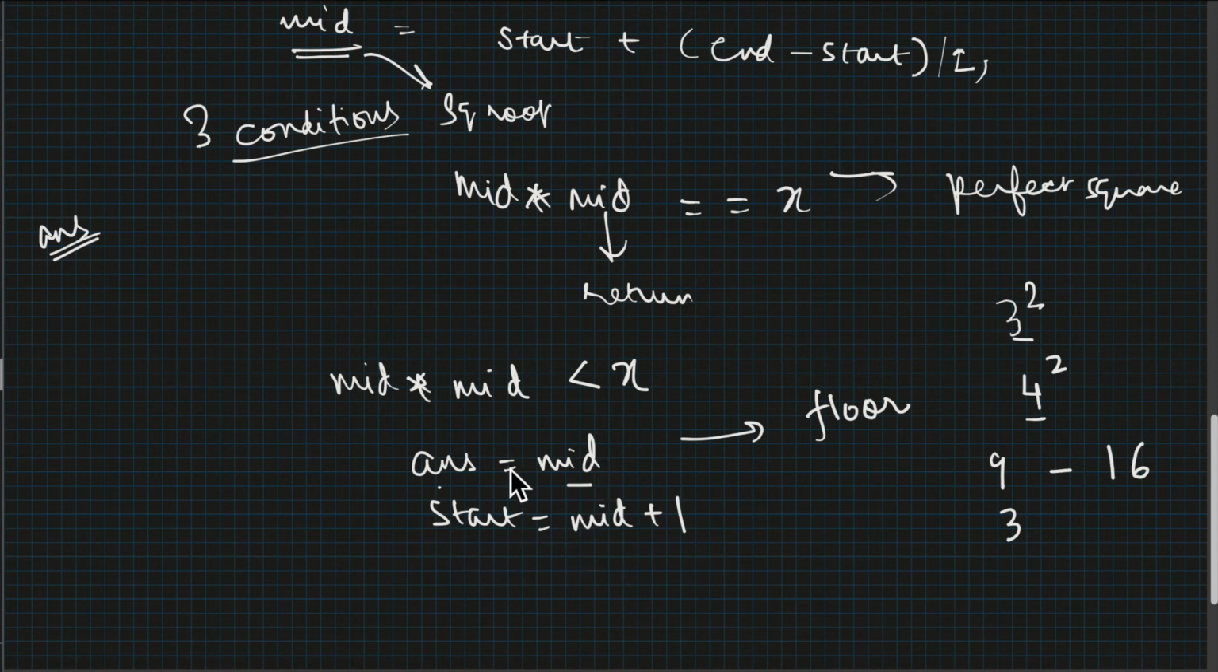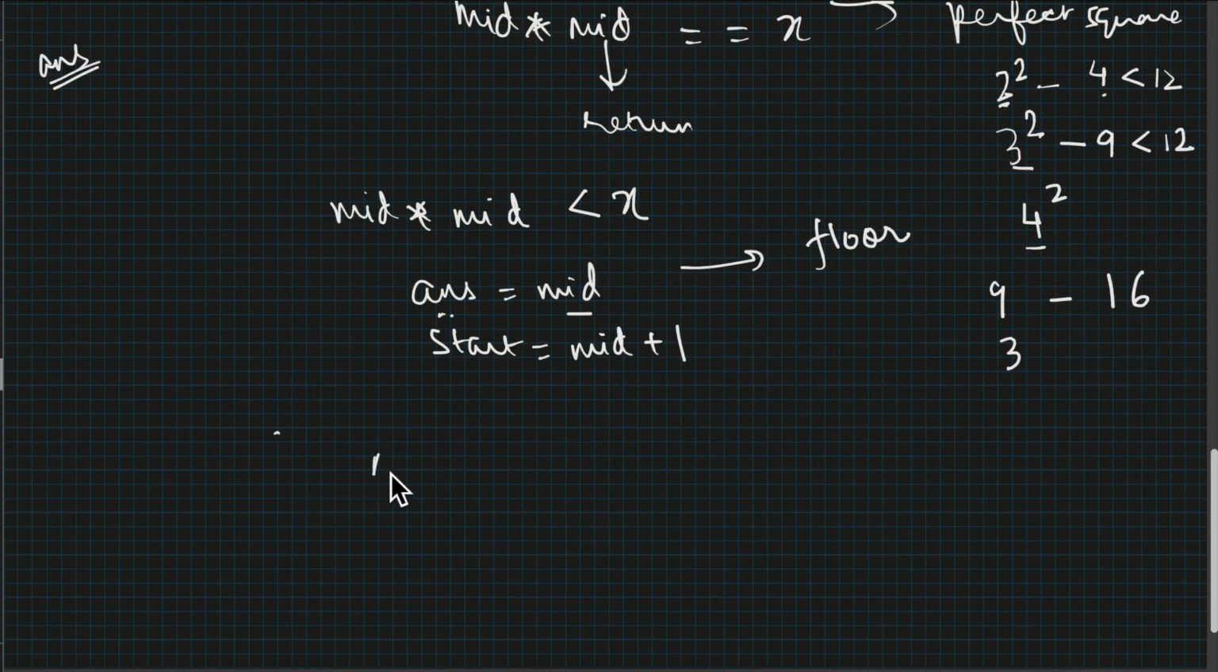Why are we moving ahead? Because what if there is a new mid which is still lesser than x? In that case, this answer will get updated. So in this case, what happened? 4 is also lesser than 12 and 9 is also lesser than 12. When we came across 4, then 2 could be a potential square root of 12. But when we got 3, we determined that 3 is greater. So 3 is a more potential square root of 12 than 2. So that is why we are storing the answer and then we are going forward.